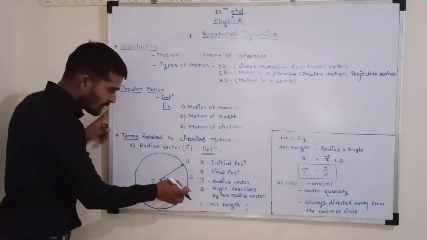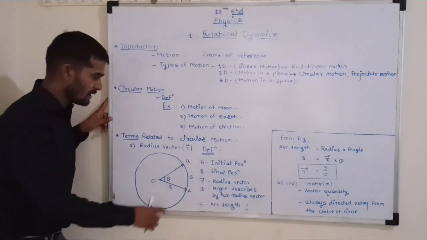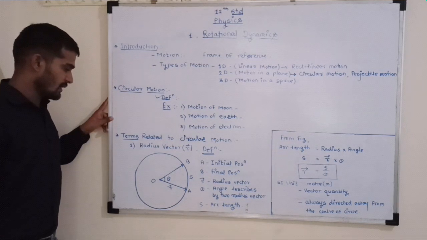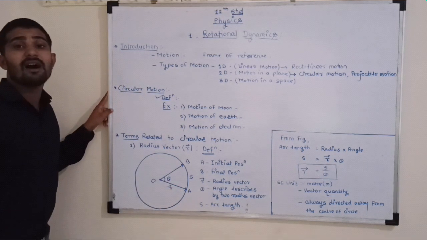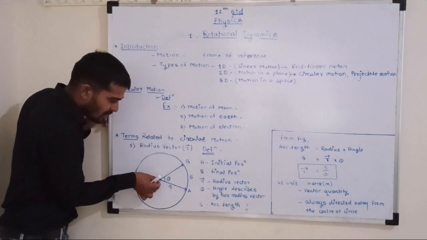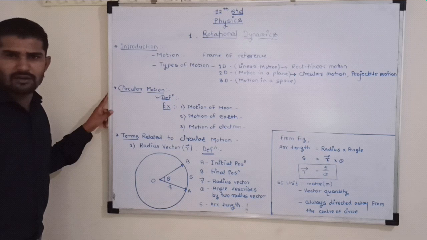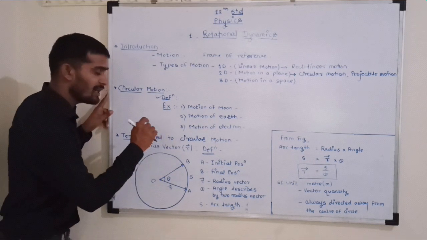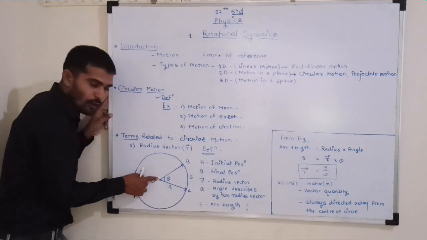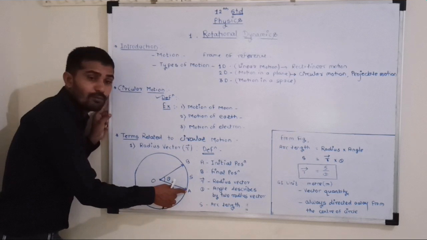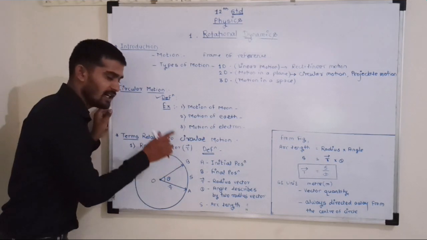Here are two positions of the particle. A is the initial position of the particle, B is the final position of the particle. The particle moves from A to B and covers a path, which is also called the arc length, and these two points joined to the center describe an angle. The angle is described by two radius vectors. First we know what is meant by radius vector. Radius vector is the line or vector drawn from the center of the circle to the position of the particle on the circumference of the circle.